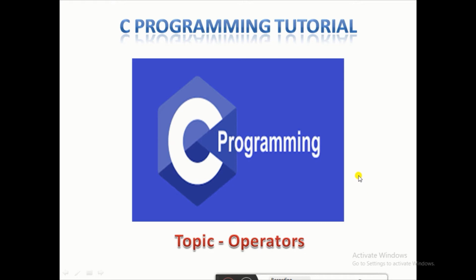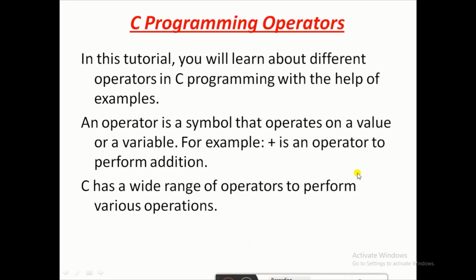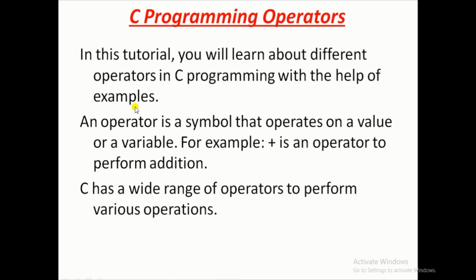In this tutorial, you will learn about different operators in programming with the help of examples. An operator is a symbol that operates on a value or a variable. For example, plus is an operator to perform addition. C has a wide range of operators to perform various operations. Basically we use these signs or operators to perform a particular task or job in programming.